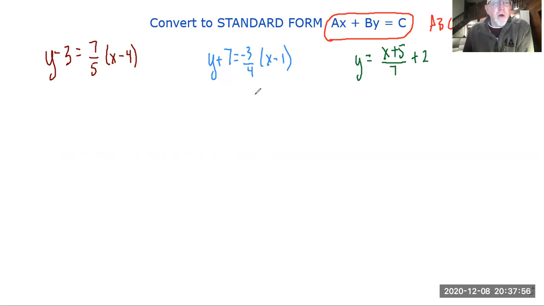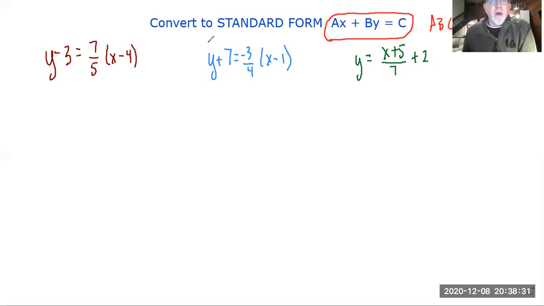The first two problems here start off in point slope form, where we can see a point such as 4, 3 with a slope of 7/5. That line works that way. The second one also has the point 1, -7 with a negative slope of 3/4. And this last one isn't in any particular form at all, but it's still a linear equation. It has an equal sign, it has an x, it has a y, nothing's raised to any powers, still a linear equation. So let's start with the first one.